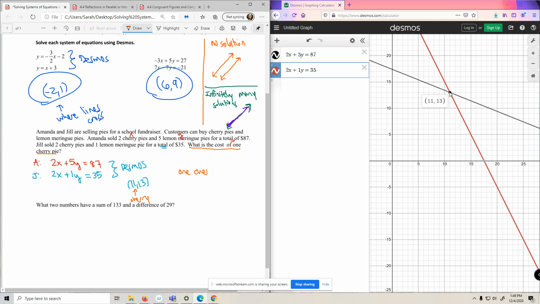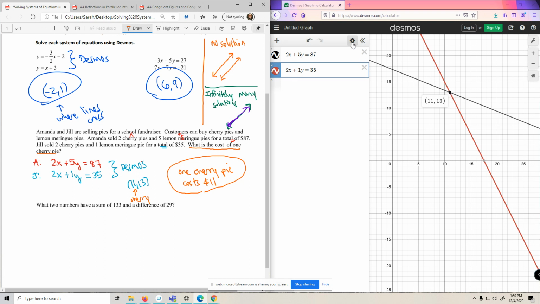So the cost of one cherry pie is whatever our x coordinate is. So we say one cherry pie costs 11. And then what is our unit here? Money is measured in dollars. So one cherry pie costs $11 is the answer to this problem. Sometimes they will ask you about both numbers, but since they only asked about cherry pie, we had to know that cherry pie was x, and then label our answer with the correct units.